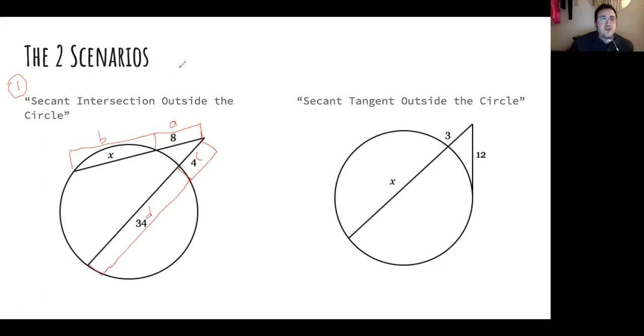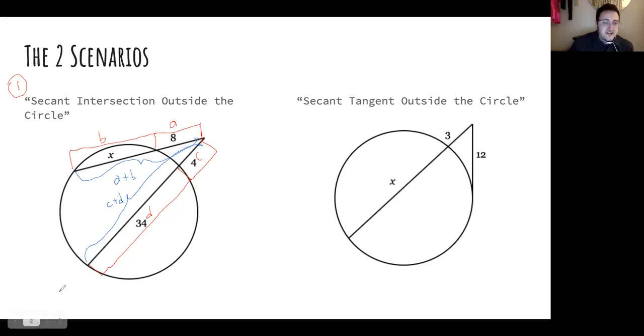Just to be illustrative with color, and I absolutely love color marking, if we want to think about the total secant line, I will make that in dark blue. So the total of the first secant line is referred to as A plus B, and the total of the second secant line is referred to as C plus D.